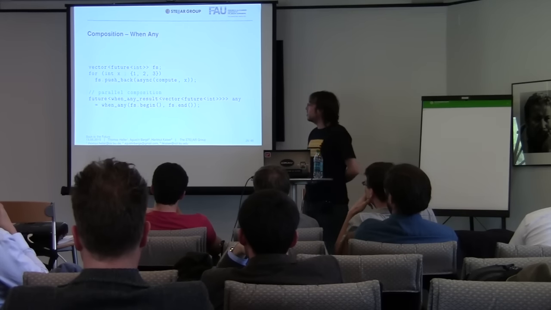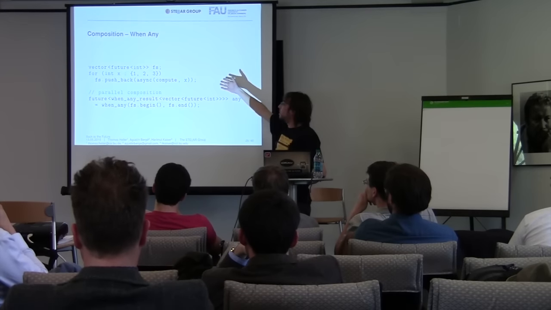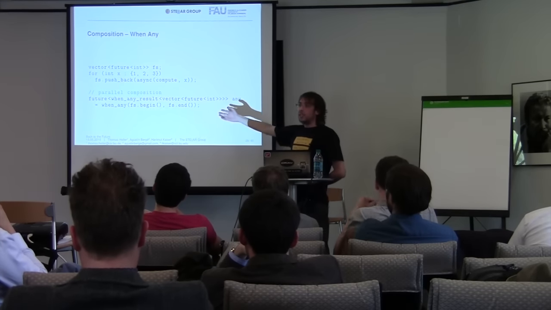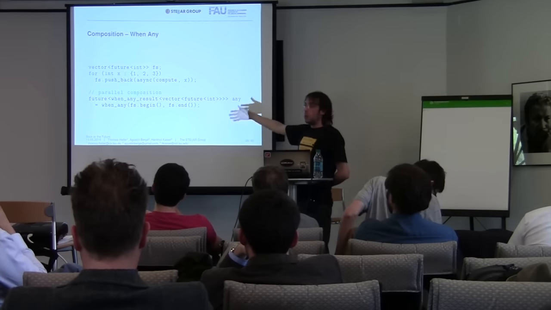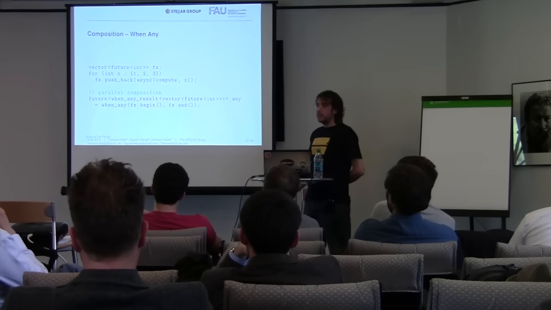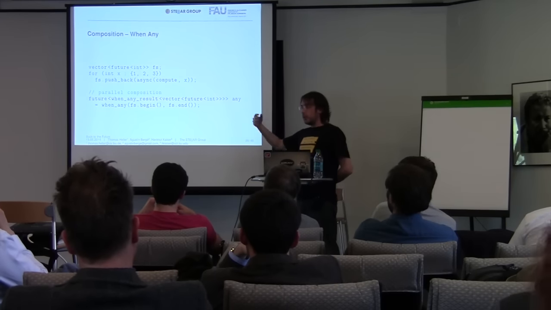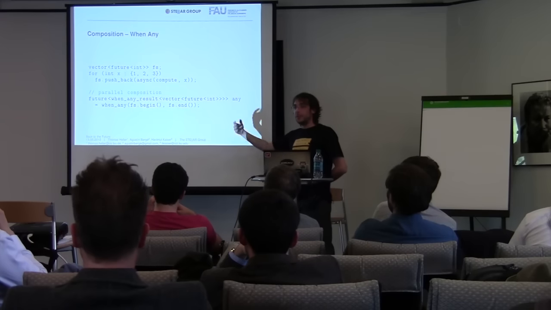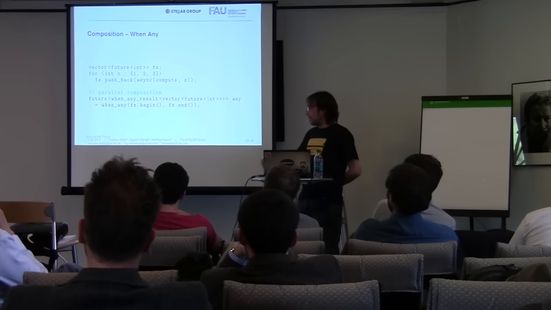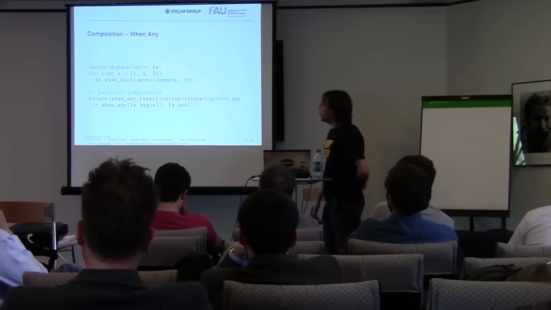Now, I mentioned that we have maybe 300 futures or 1,000 futures in there. So we call when_any because we want to do something when one of them, whichever of them, is ready. With the new interface, how do we know which one is ready? Well, you just walk the vector, the 300 or 1,000 element vector of futures of int, and you ask each of them, are you ready? No, are you ready? Until you find one that is ready. This was not an option for us.